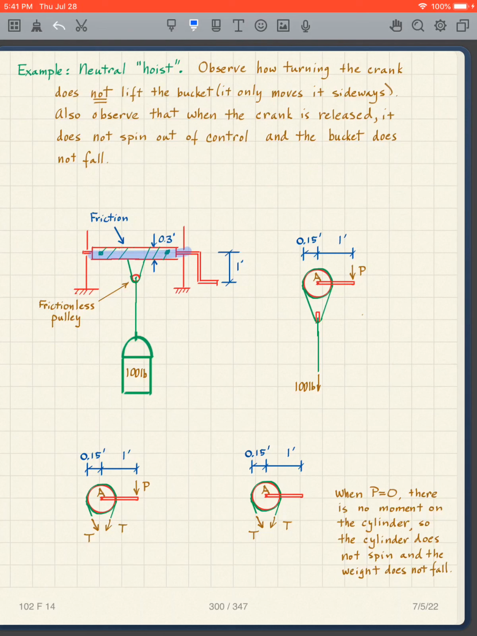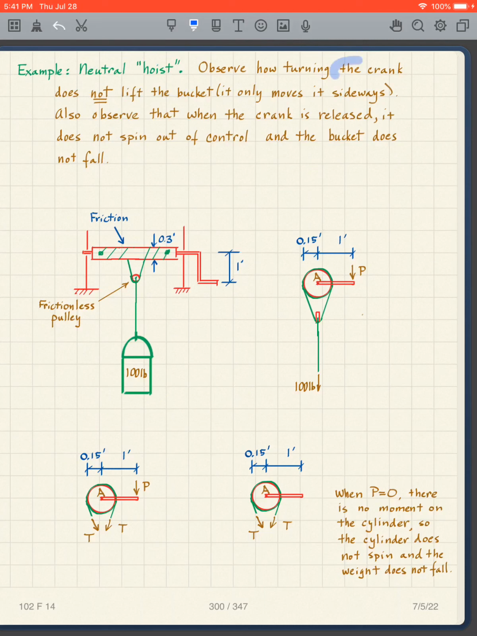And what you can do is rotate this cylinder, the pencil or whatever, and what you'll find is that you can't lift the bucket. You can't lift the weight or whatever it is you're trying to lift. But this thing will move to the left or to the right depending on which way you're rotating it. And so that's why it's called a neutral hoist. It really doesn't go up or down. It just moves sideways. Now you might be wondering, why am I showing you this? We'll get to it in the next example.